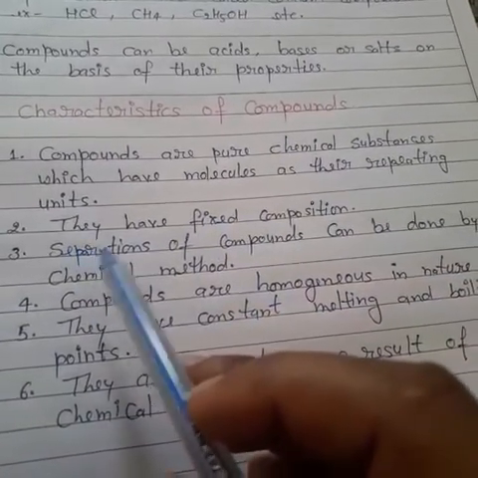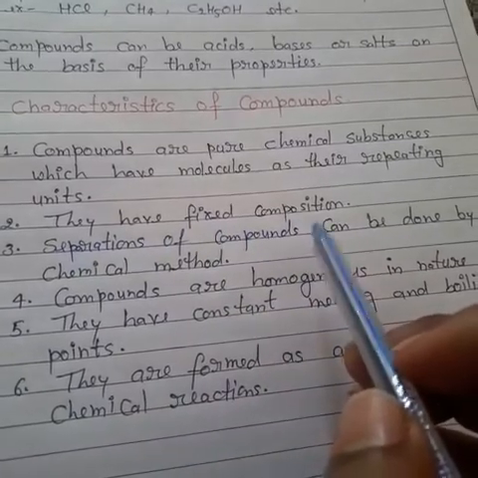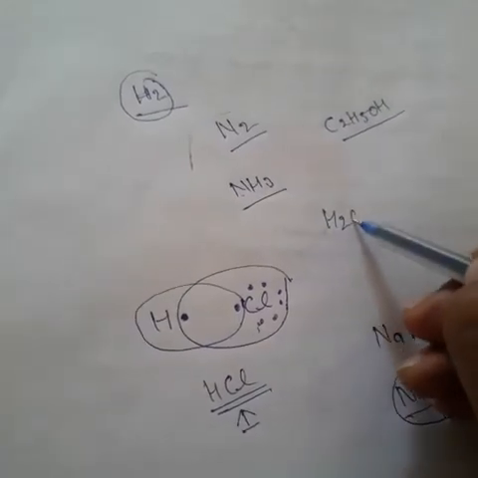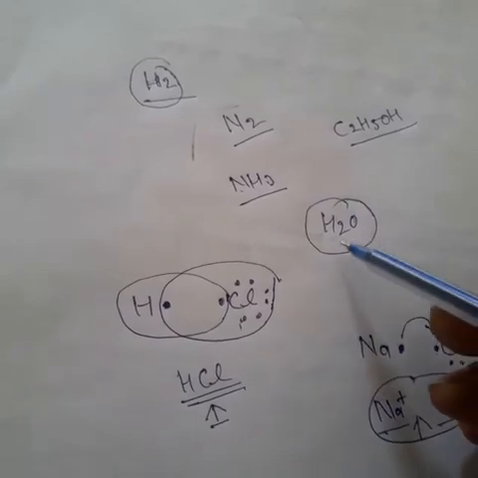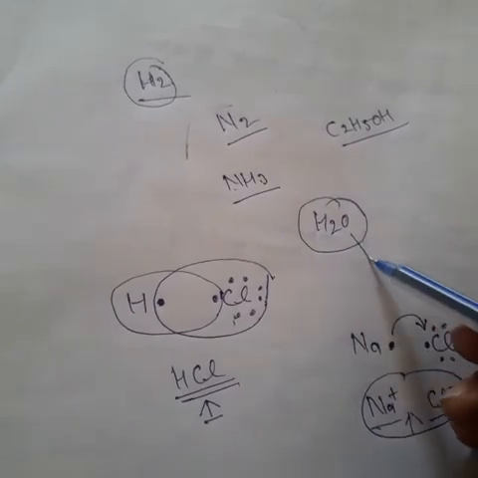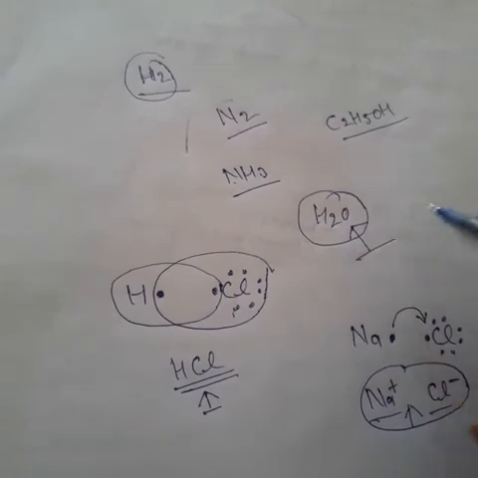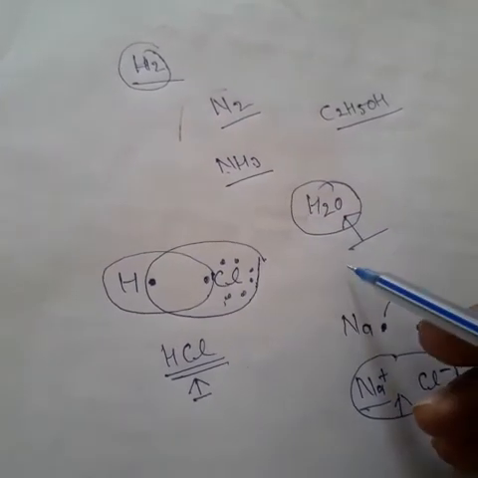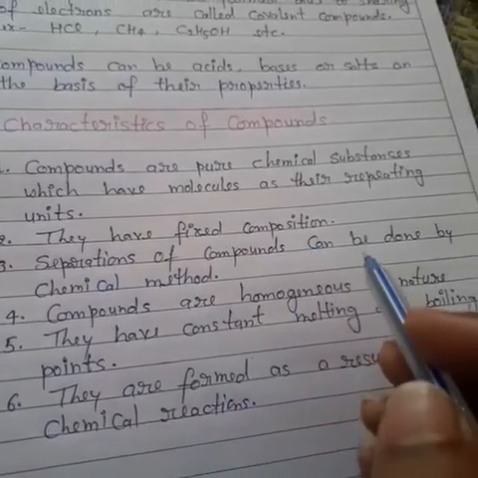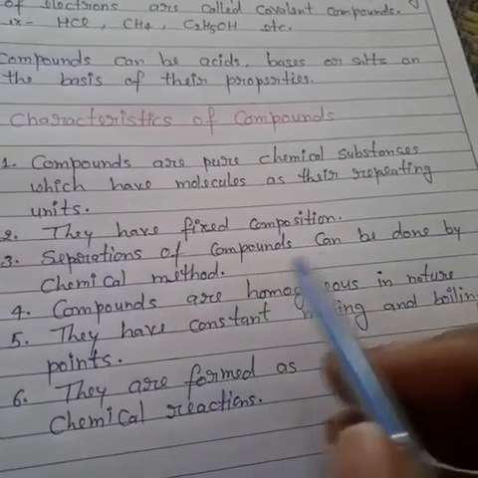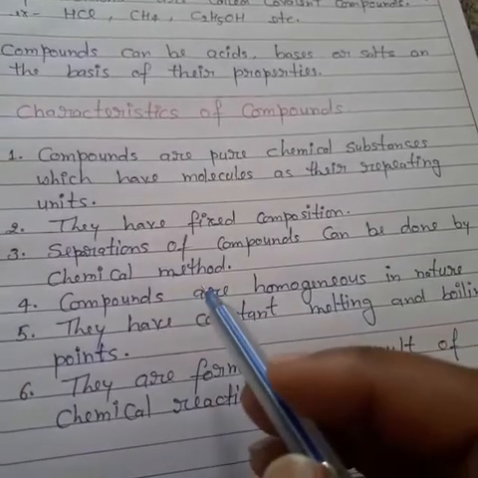Second one, they have fixed composition. If we take a water molecule, here is a fixed composition, two hydrogen and one oxygen. Water always contains hydrogen and oxygen in a ratio of 1:8 by mass. And third one, separation of compounds can be done by chemical method.